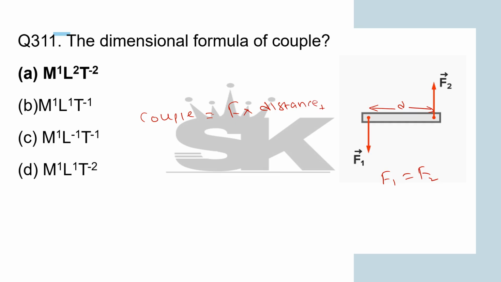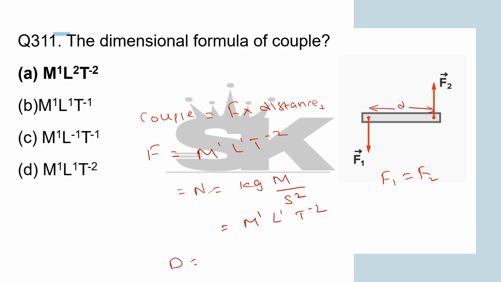So what is the formula? Dimensional formula of force: force equals M1 L1 T power minus 2. The force is in newtons, right? Newton means kg meter per second square. So kg is mass, M1. Meter means L1, second square means T power minus 2. Here distance d equals L.